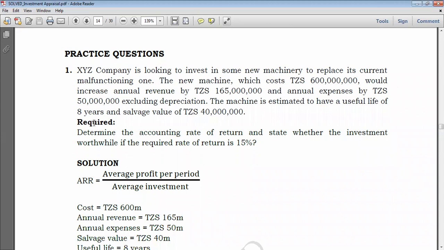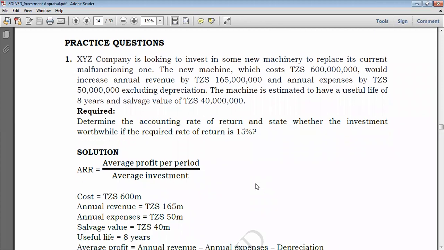Required now, determine the accounting rate of return and state whether the investment is worthwhile if the required rate of return is 15%. So actually there are a lot of methods, but the method we most prefer is to use average profit per period over average investment rather than using initial investment. So just start like that.